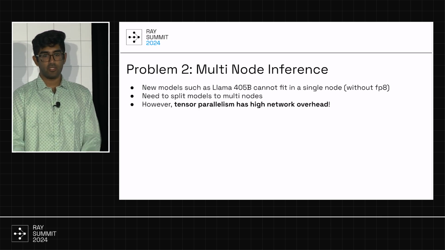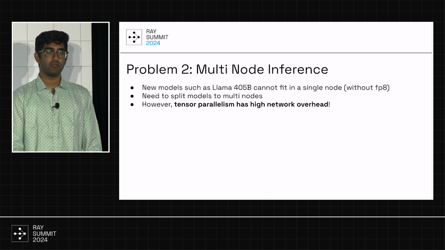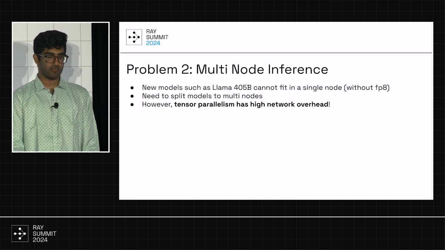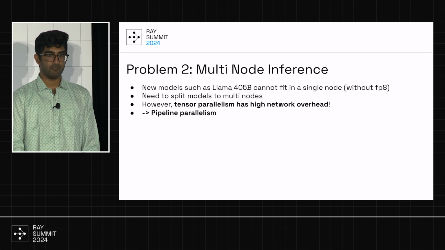Yep. And so the issue here, though, is that across nodes, tensor parallelism will result in a lot of overhead. And so that's something that we really want to avoid. And that's where pipeline parallelism comes in.